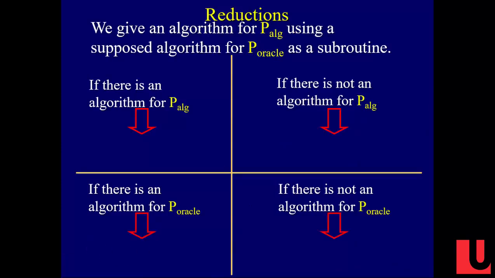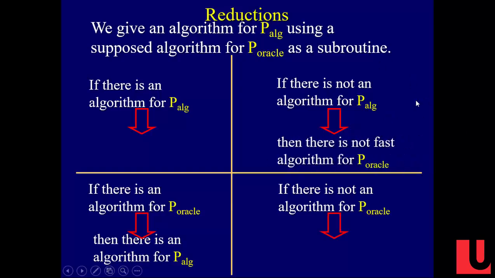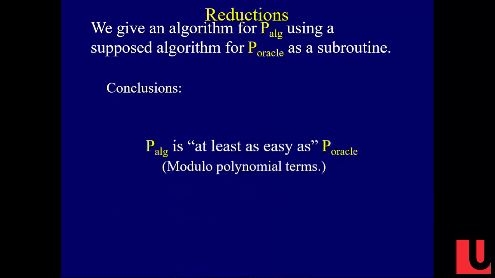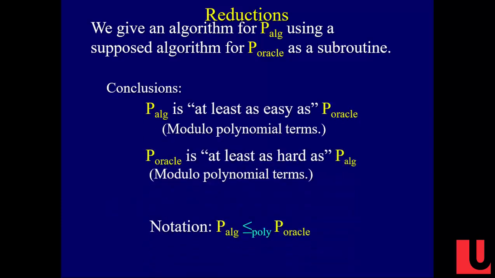You've seen this page before. If we have an algorithm for the oracle problem, it gives us an algorithm for the algorithm problem. So if we don't have an algorithm for the algorithm problem, we don't have an algorithm for the oracle problem. For the other direction, you have to do the reduction in the other direction. So we just say one is at least as hard as the other.